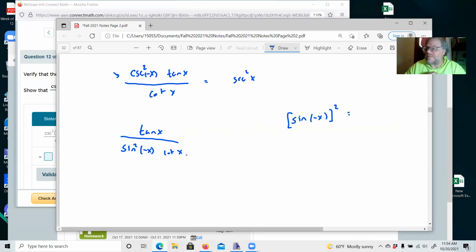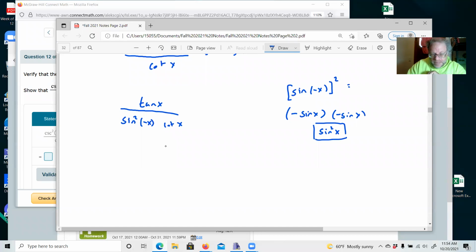So we can use our odd-even identities to say, well, sine of negative x is negative sine x, times negative sine x, because I have two of them. Negative times negative is going to be positive. So we're going to have a sine squared x when we're done here. So this is going to be tangent of x over sine squared x, cotangent x.